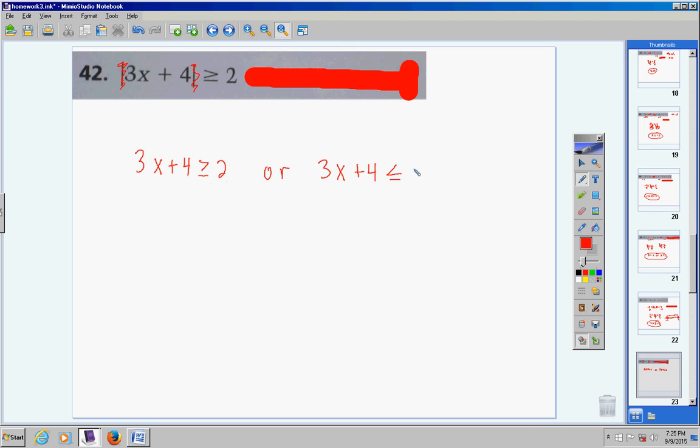In this case, it's a 2. So I'll put a negative 2. And now we're all set. Bring the positive 4 over and make it a negative 4. I'm left with 3x is greater than or equal to negative 2. Positive 2, negative 4, negative 2.